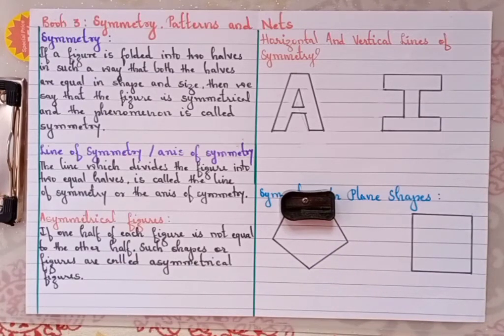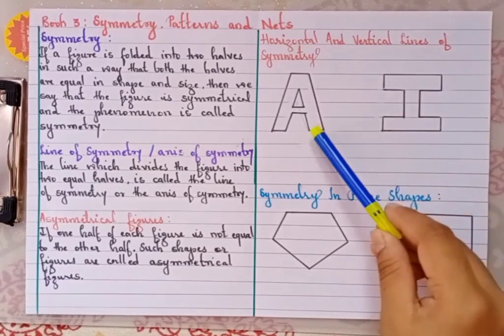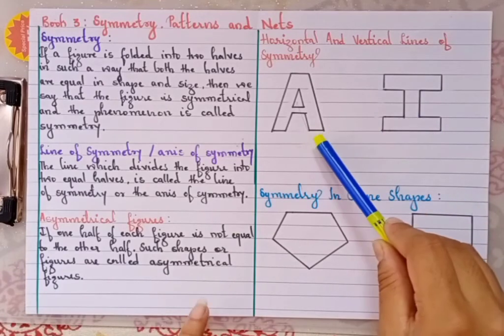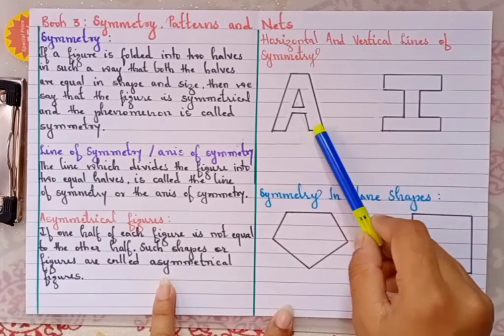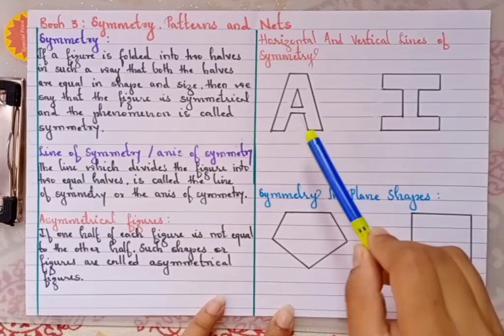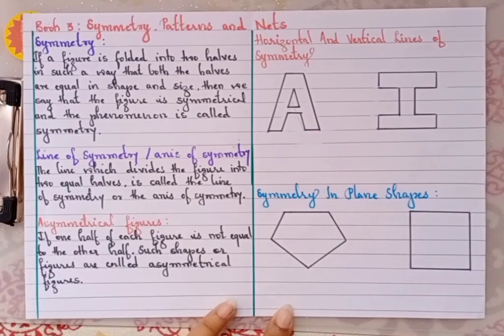Okay, so even you can identify how we can draw the lines of symmetry. So what is line of symmetry? The line which divides the figure into two equal halves. That line is called the line of symmetry. Now here we are having examples. Just see the letter A. We have to cut this letter A in such a way that it should look identical.